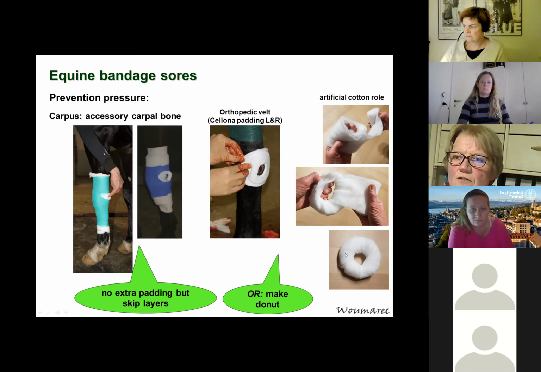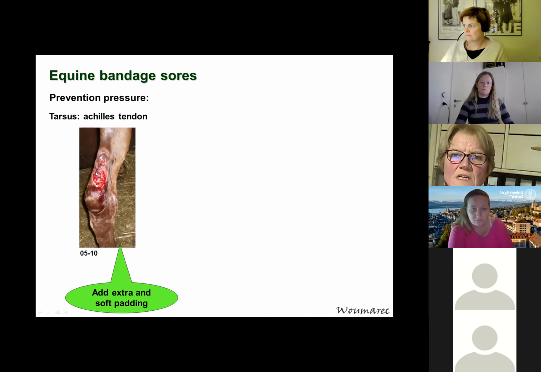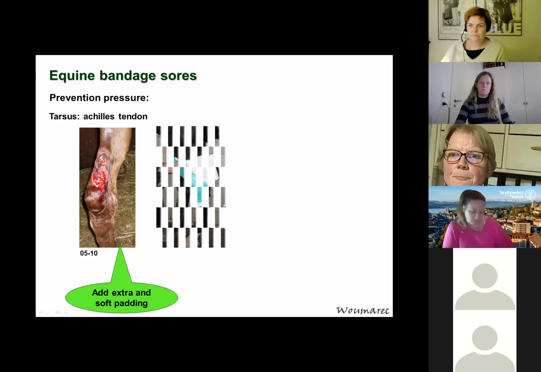But even these donuts will not work in the tarsal problems, the pressure sores on the Achilles tendon. Because you can imagine, if you would make a big donut on this one and you apply a bandage thereafter, you have pressure on the calcaneus and on the proximal side of the Achilles tendon. So that will not work. So you have to spread the pressure over this entire part of the Achilles tendon. So there you need the extra and the soft padding.